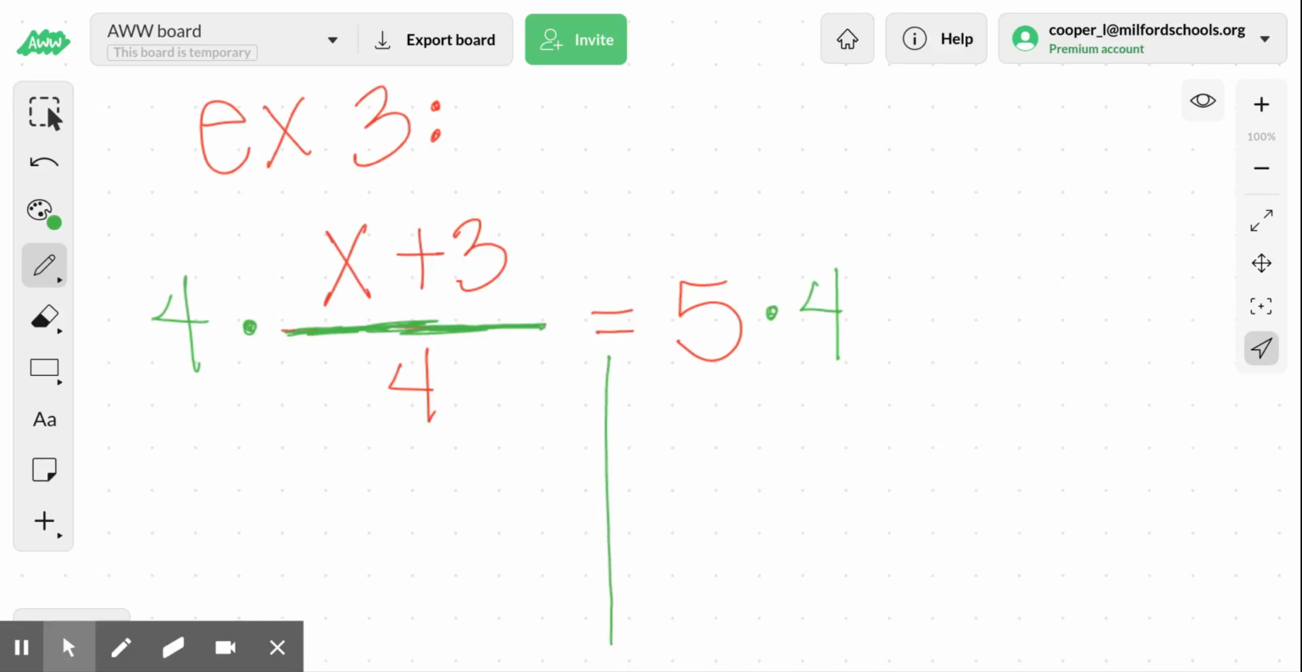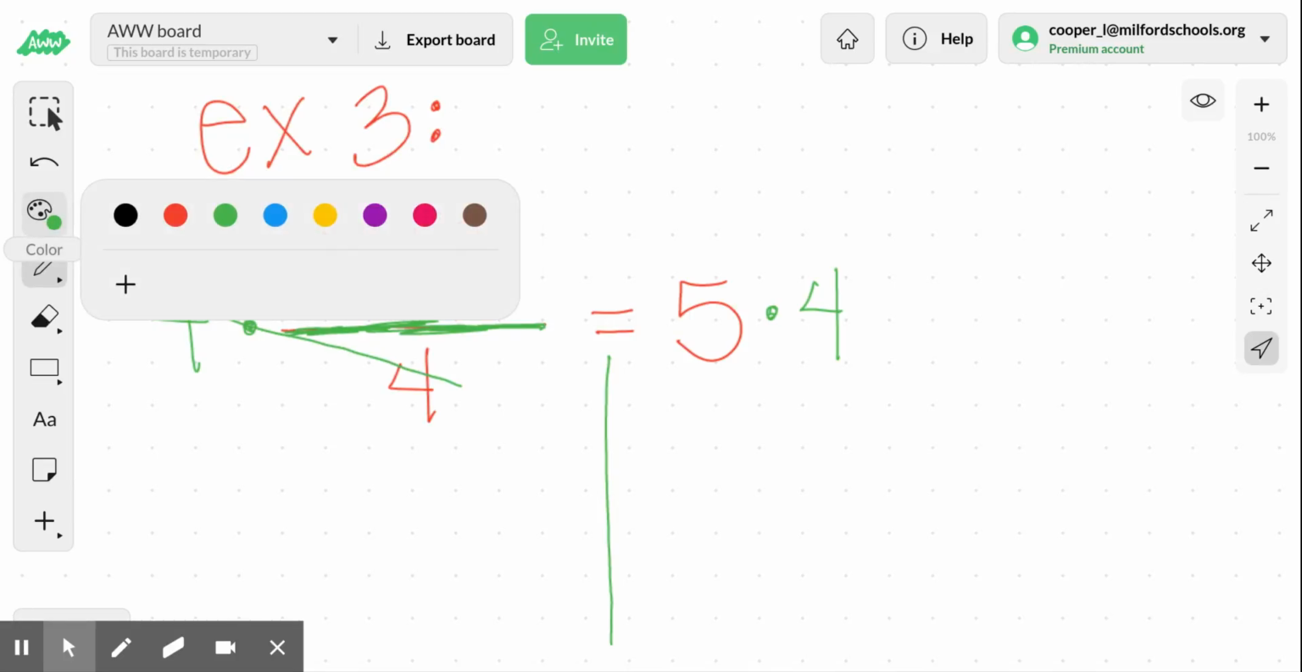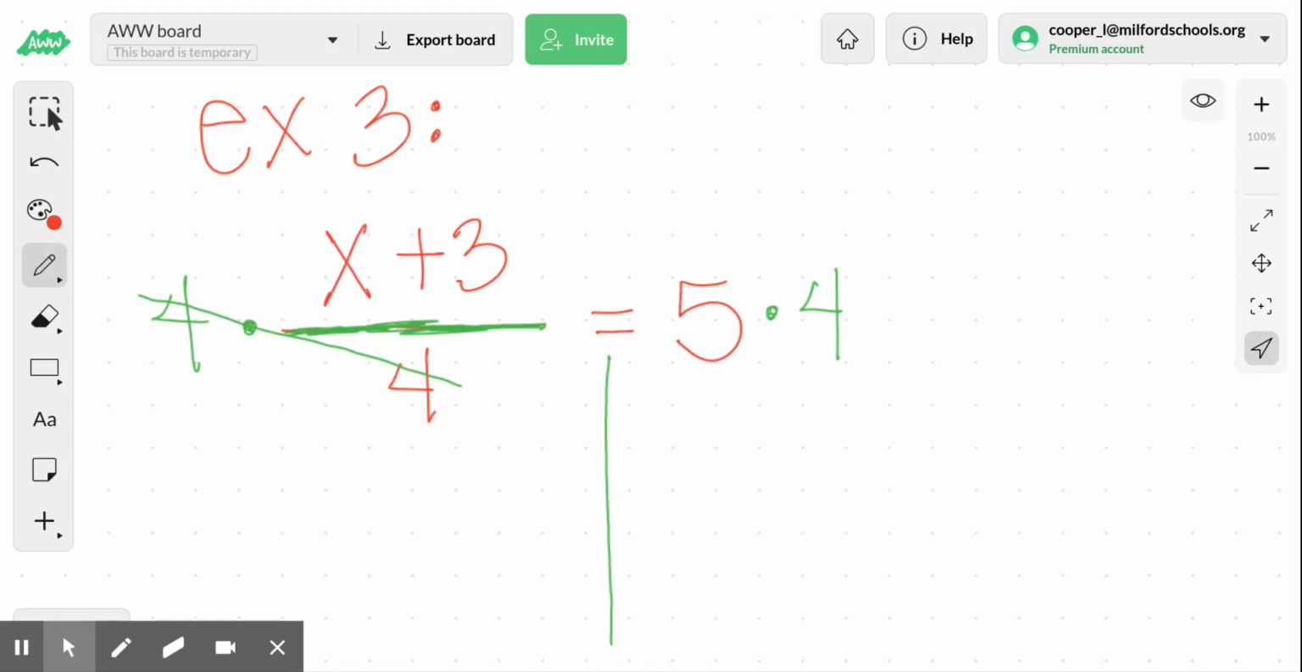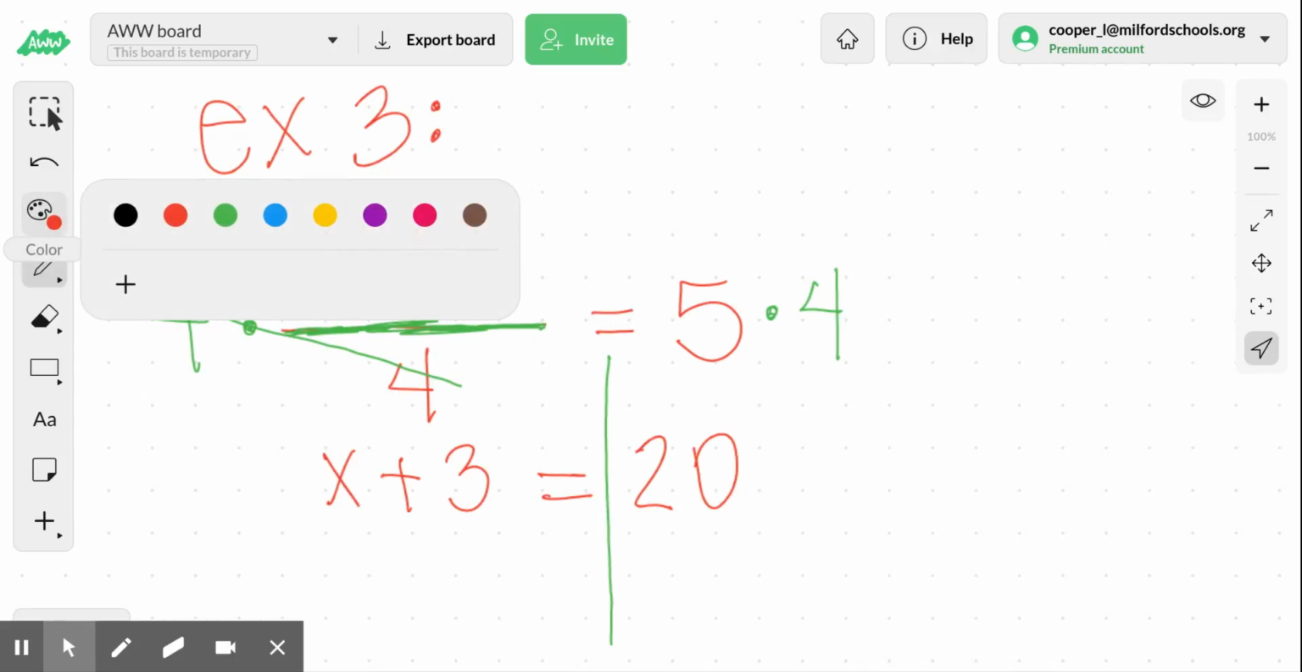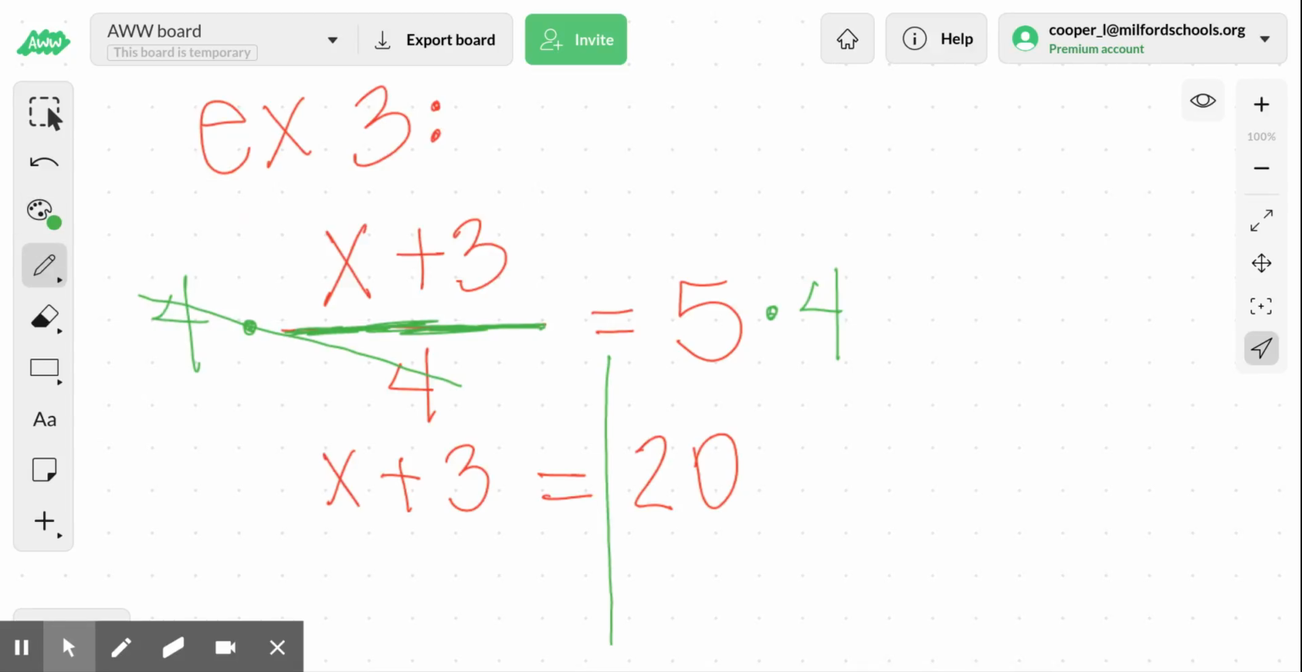And remember, when you do that inverse, you get rid of what you're trying to get rid of. And then I just bring down my x plus 3, because that's what I'm left with. I'm also left with an equal sign. And then 5 times 4 is 20. So now here is where I'm going to do my addition or subtraction. I do it last this time.